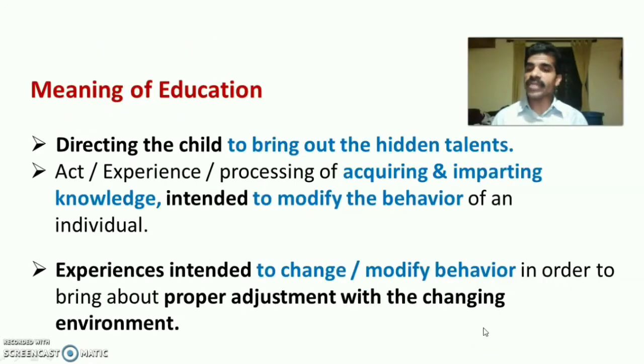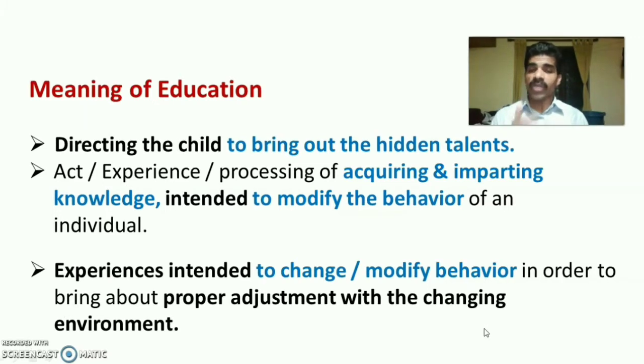In another meaning, education is directing the child to bring out the hidden talents. Each scholar, each pupil or child has hidden talents. So education is the tool which draws out the hidden talents present in the child.